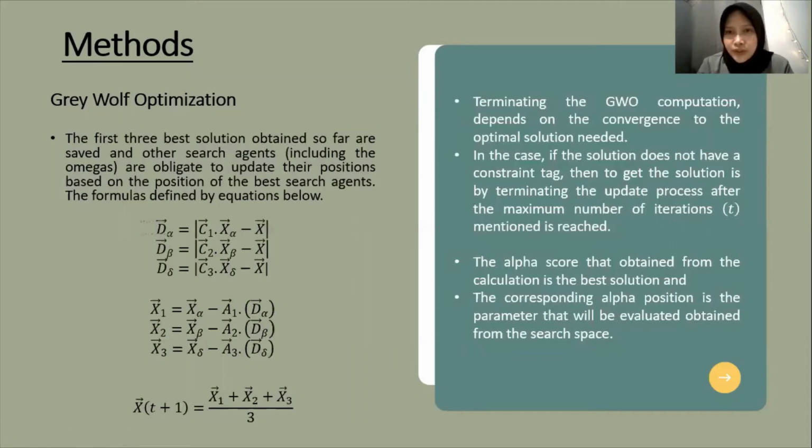So in the program, the first thing we have to do is determine the number of iterations that we want. The alpha score that is obtained from the calculation is the best solution, and the corresponding alpha position is the parameter that will be evaluated, obtained from the search space.